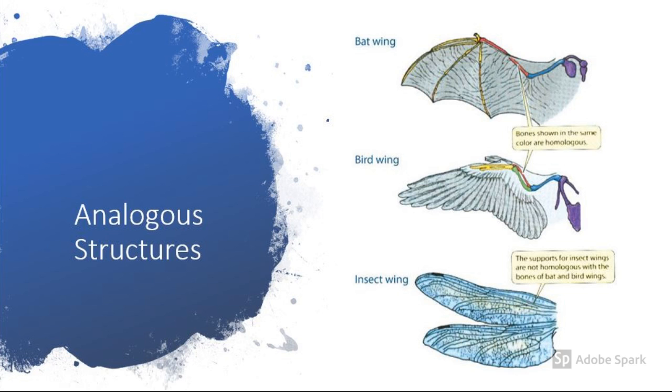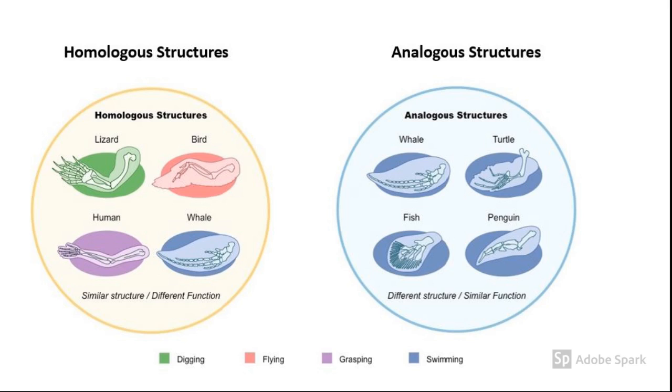Analogous structures do not have a common ancestor, but have adapted to similar environments. They have similar structures that have similar functions. Homologous structures have structural features with a common evolutionary origin. Analogous structures are structures that do not have a common evolutionary origin, but are similar in function.